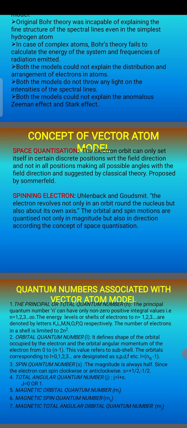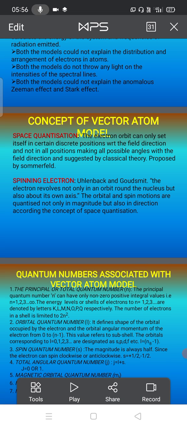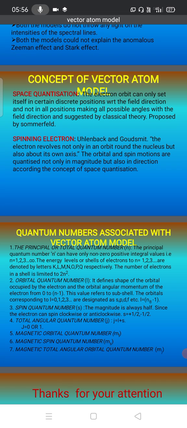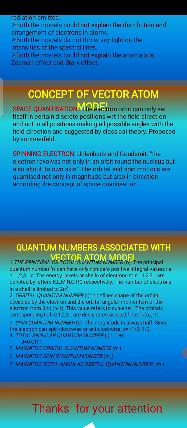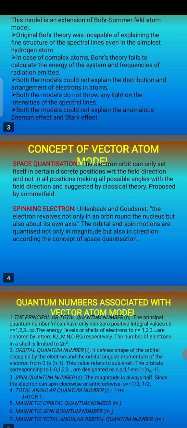According to the concept of space quantization, the two are considered as quantized vectors and hence the atom model is called the vector atom model. The two fundamental postulates of the vector atom model were experimentally verified by Stern and Gerlach while studying the behavior of atoms in a non-homogeneous magnetic field.